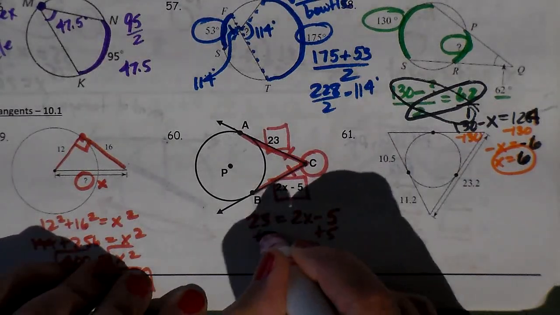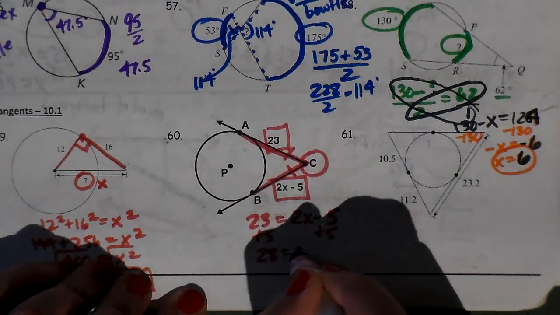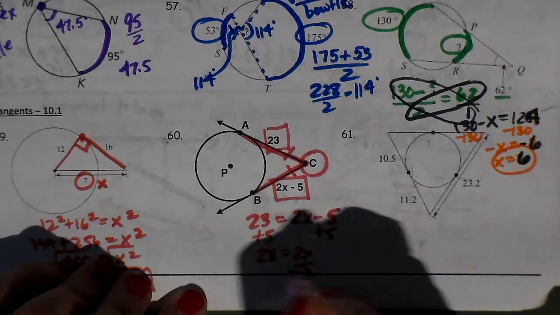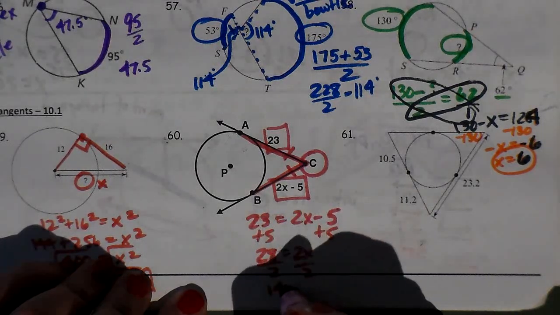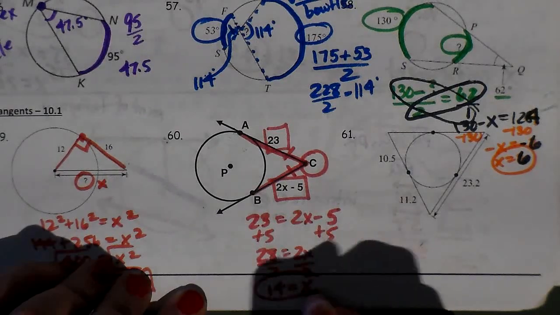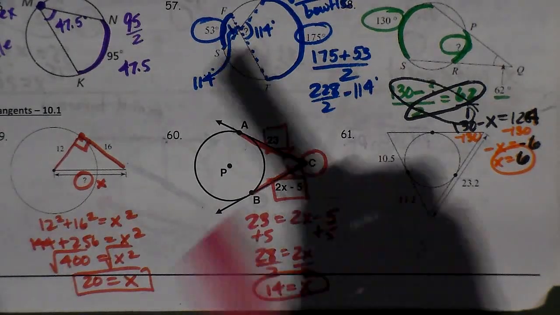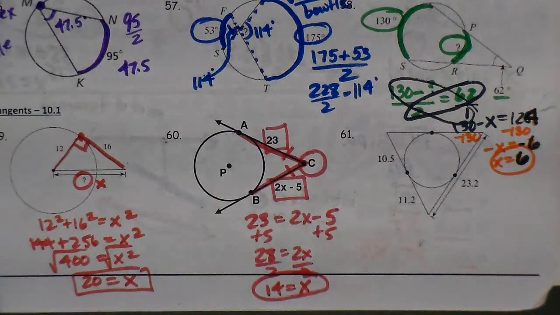I'm going to add the 5. So 28 equals 2x. Again, here's just algebra. Divide by 2 and x is 14. Okay. Again, just setting the tangents equal.